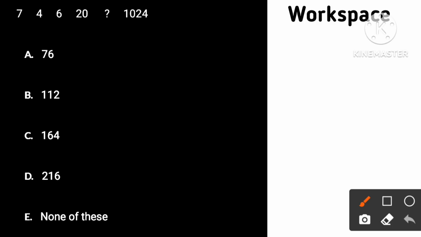Here 7 becomes 4 and then increasing. So it must be first, into half times. Into half times will be 3.5. 3.5 means we are adding one more half. We reach 4. Next sequence is 4 into 1 times, which will be 4 plus 2.